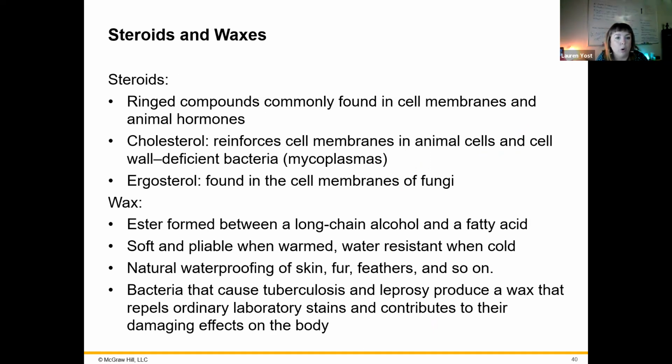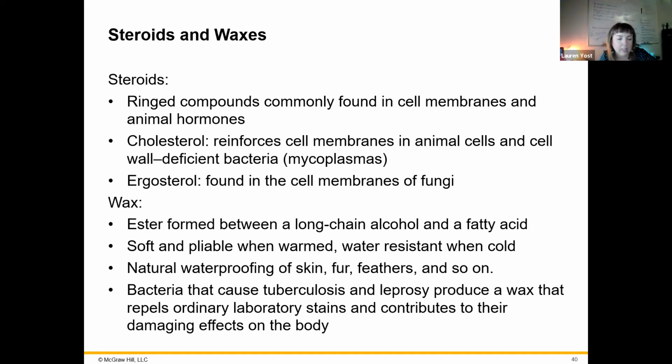If we want some more structure to our membranes, as mammals and multicellular organisms, we have cholesterol, which is a steroid type molecule that gives us a little more rigidity in our cells. So that's kind of what it functions as. It also works in the same way for some kinds of bacteria, which I don't want to get into in much detail yet. We'll get into those when we get to the bacteria chapter.